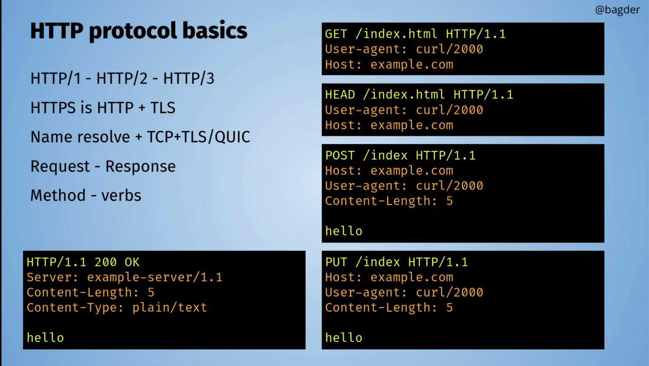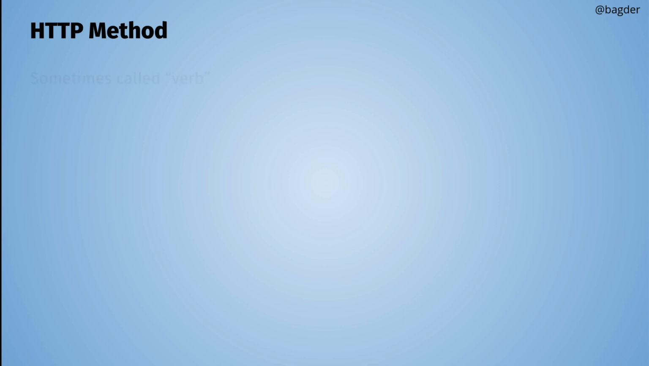Yeah, and here's a response. The first 4 there are requests, and here's a response, right? 200 OK. Everything went fine. The server is example server. There's 5 bytes of contents, and here's the type of the content. It's plain text. Hello. 5 bytes, plain text. That's what HTTP 1 looks like.